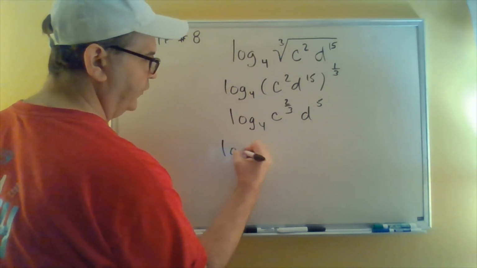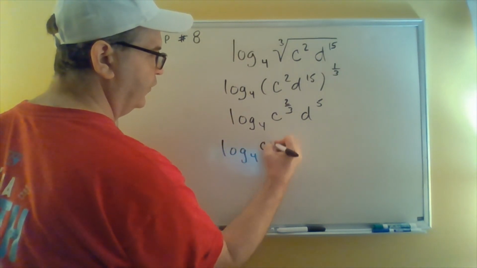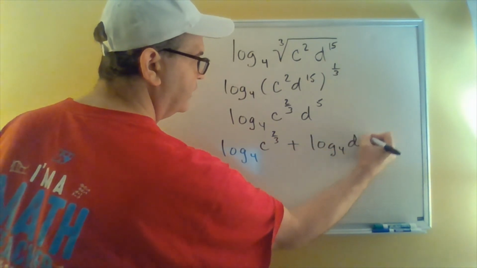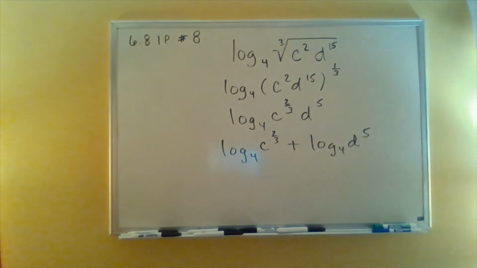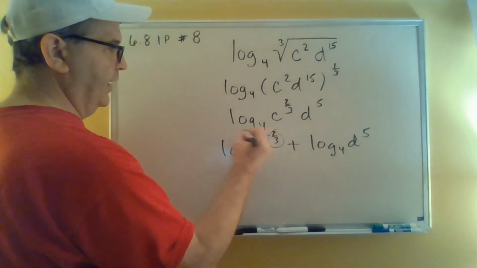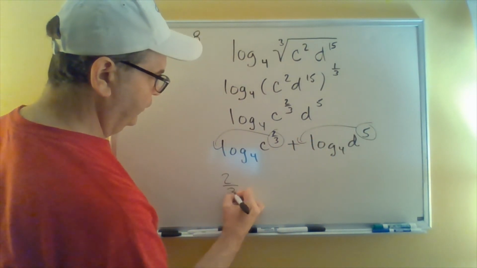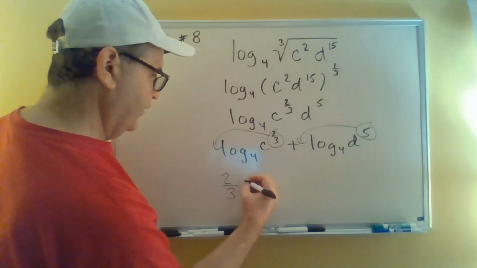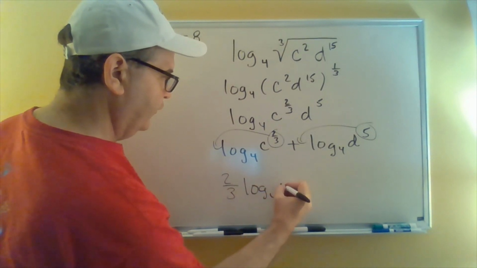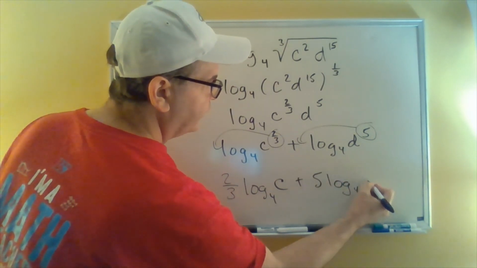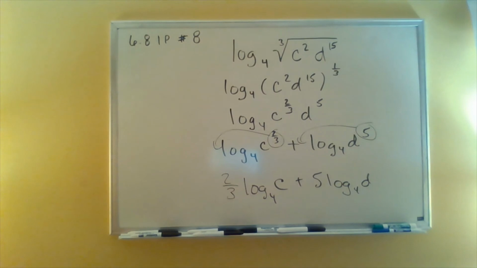So first, we'll split those apart. I'm going to have log base 4 of c to the 2/3 plus the log base 4 of d to the 5th. That's after using the product property. Now I'm just going to move these exponents out front using the power property, and I'll end up with 2/3 times the log base 4 of c plus 5 times the log base 4 of d. So there's my answer for number 8, 2/3 times the log base 4 of c plus 5 times the log base 4 of d.